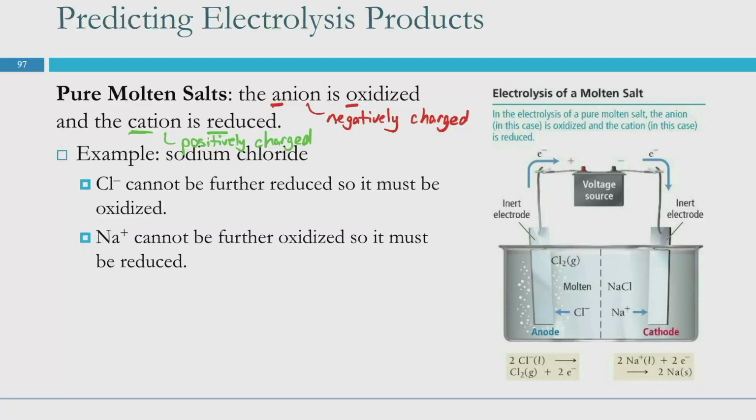So let's look, for example, at sodium chloride. If we have sodium chloride, this is going to exist as Na+ and Cl- if we separate it out into the ions. So we're going to have Cl-, we're going to have Na+. Cl- already has all of the electrons that it's going to want. It would be very difficult to add another electron to Cl-. So it can't be further reduced. It can't gain another electron. And so it has to be oxidized. We can take an electron away from it.